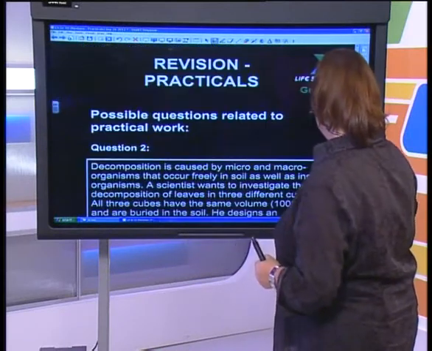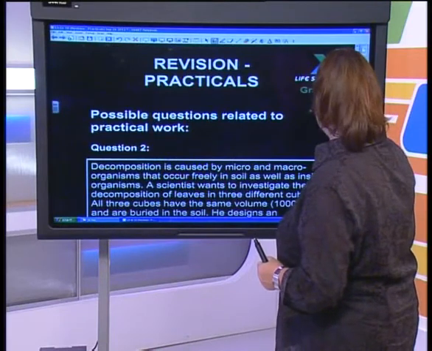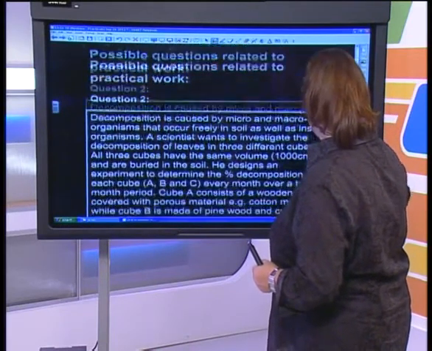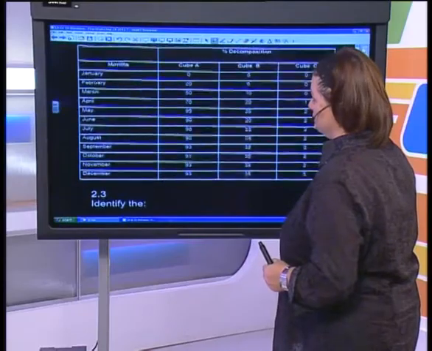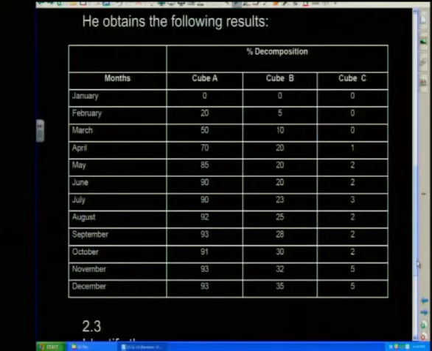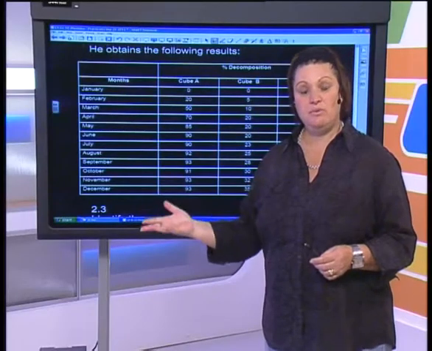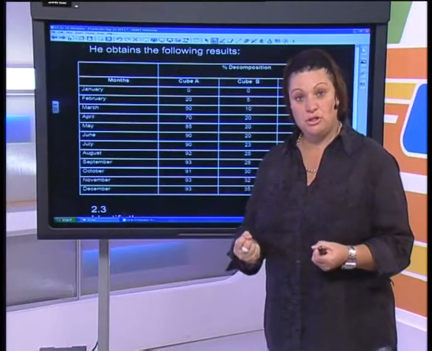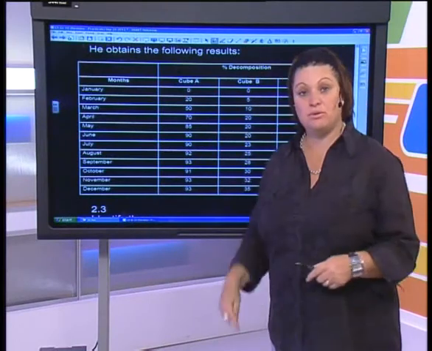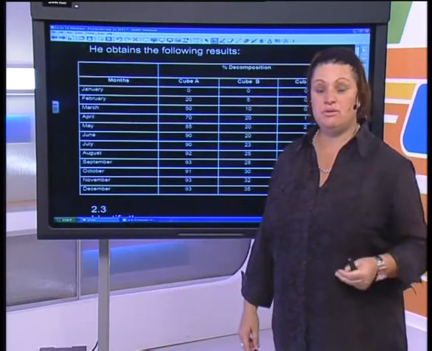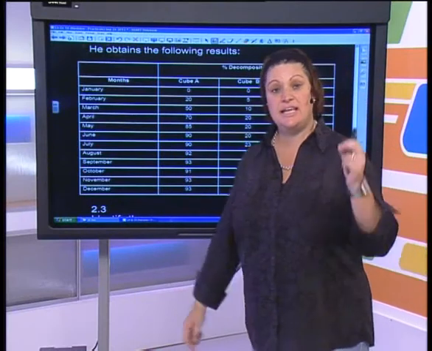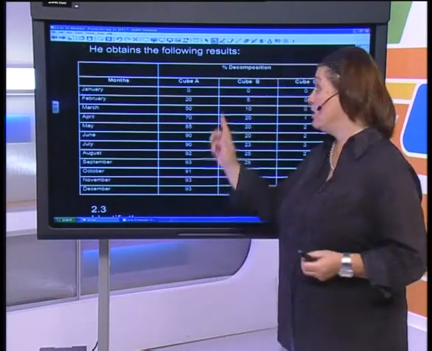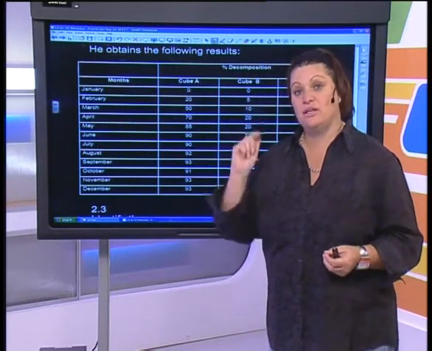If we go on to the next question, here we go. He obtains the following results. Here's the results. Remember what I said to you? One of the ways in which you can put your results down is in table form. So now, what do we also know? One of our fixed variables is that he conducted the experiment on all 3 cubes for 1 year.